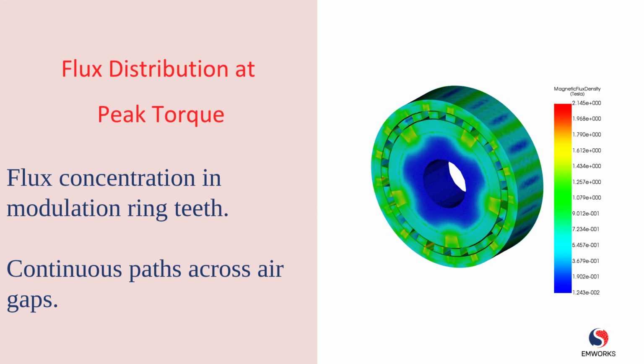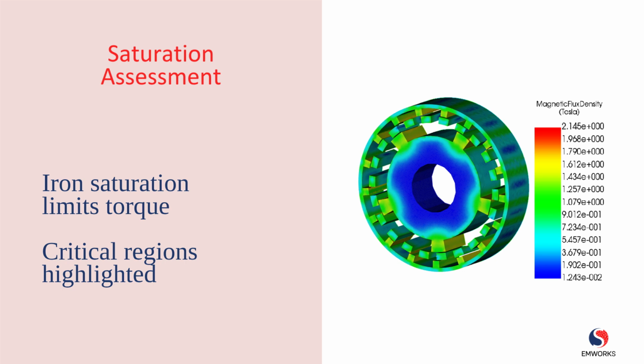Here, magnetic flux is concentrated in the modulation ring teeth and guided across both air gaps. Continuous flux paths confirm correct harmonic coupling. High flux density appears in modulation ring teeth, salient iron poles, and rotor yokes. Saturation in these regions limits torque before magnets do.